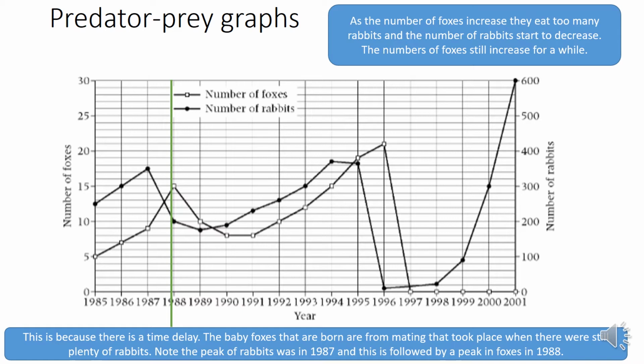This is because the baby foxes that are born during the period of 1987 to 1988 are from a mating period when there were still plenty of rabbits. So the foxes that are being produced are still from the good times when there were plenty of rabbits in 1987. So there's a delay of about a year.